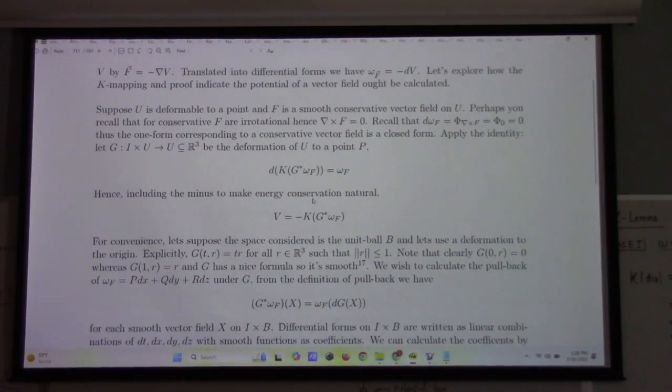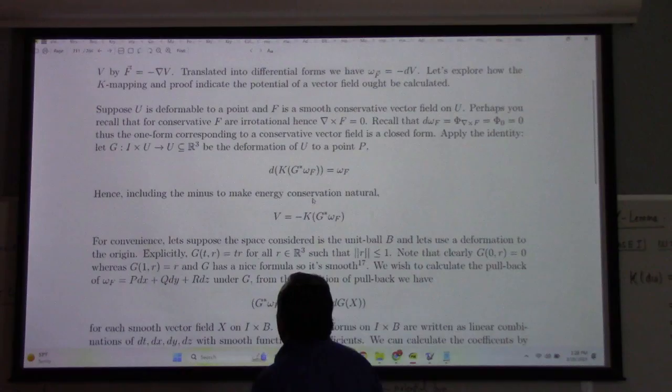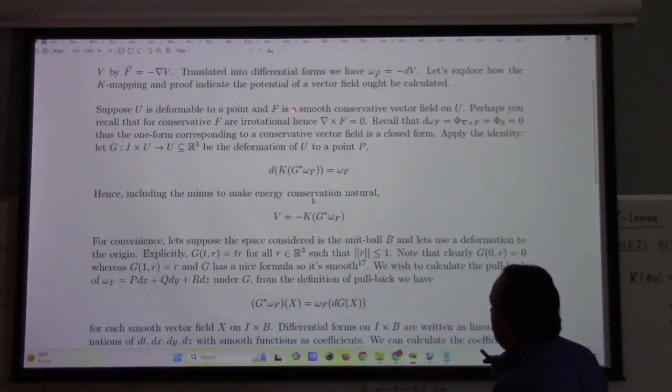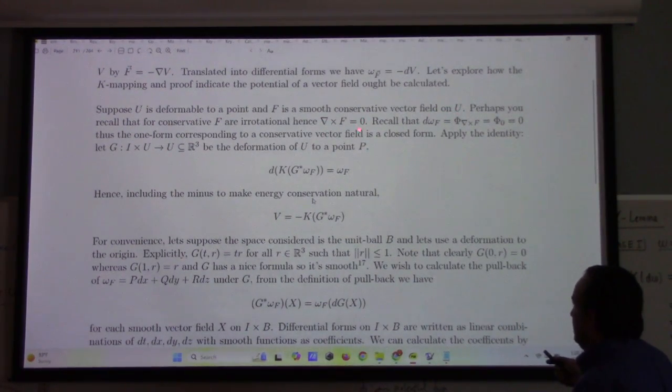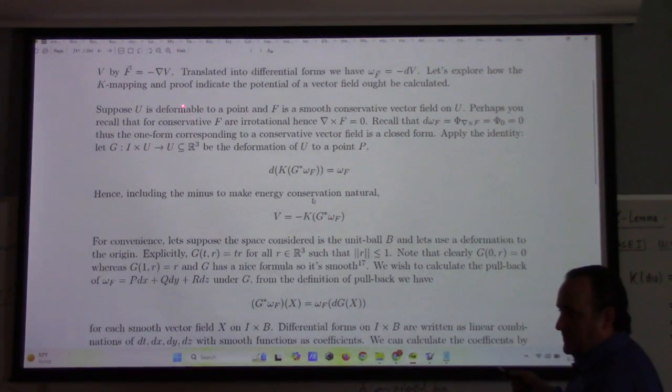So here is an application of what we just did to the case of, I think, 3 dimensions is what I did. Suppose you have a smooth conservative vector field on U. Remember that if it's conservative, that means the curl is 0. And we're assuming U is deformable to a point, so that's the context in which this all works. D omega F, as we've talked about, is the flux form of the curl, which is 0, which is to say that the work form corresponding to a conservative vector field is closed.